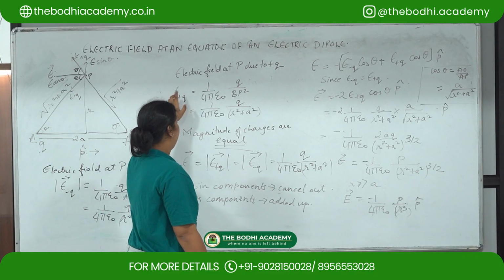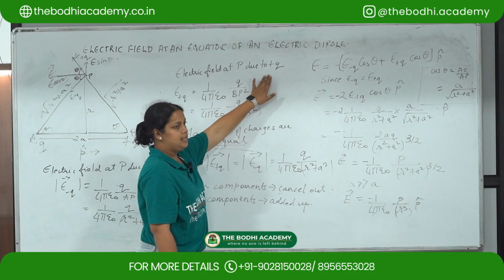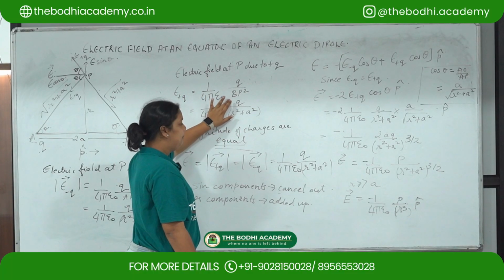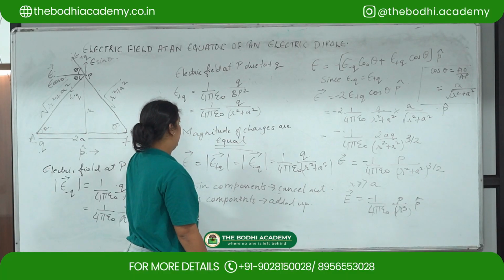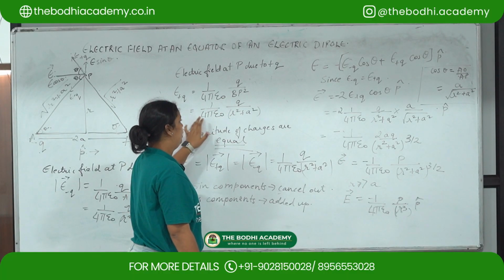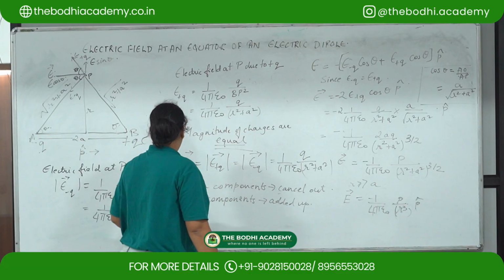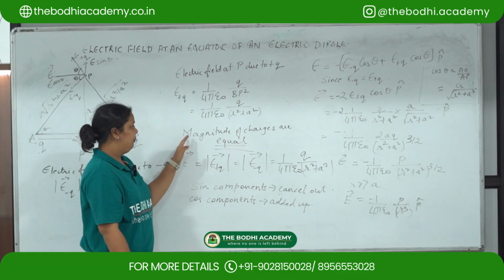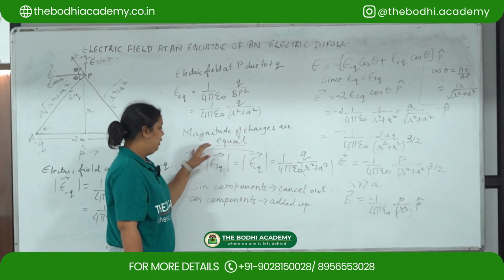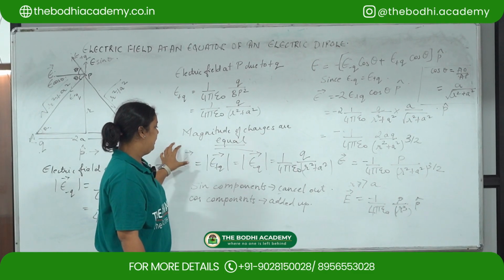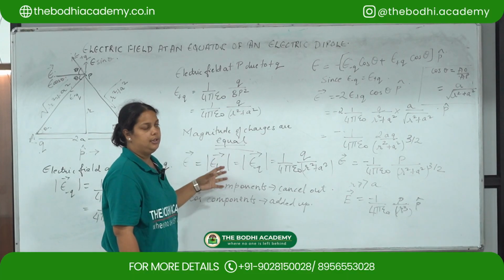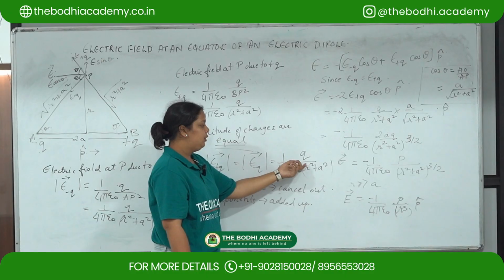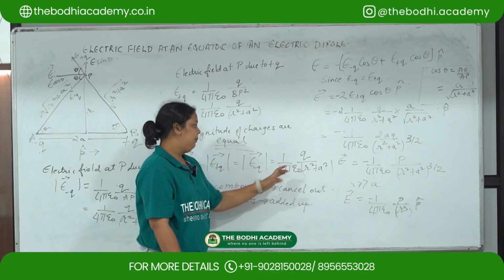In the same way, electric field at point P due to plus Q will be 1 upon 4 pi epsilon naught Q upon BP square. So the answer will be 1 upon 4 pi epsilon naught Q upon r square plus a square. So we notice that both these magnitudes will be the same, since the magnitude of the charges is equal. So we can write the electric field by taking the modulus. Why modulus? Because the charges are opposite. So it will be 1 upon 4 pi epsilon naught Q upon r square plus a square.